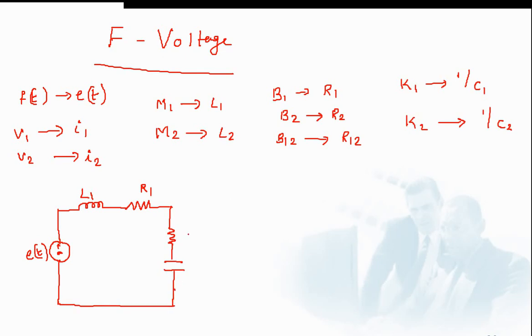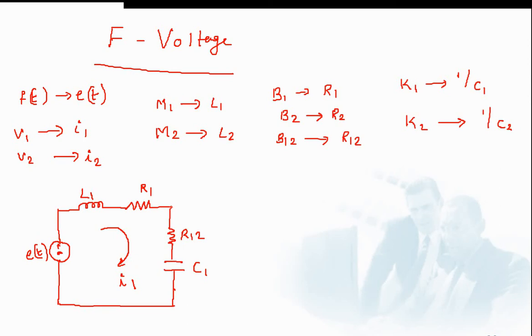We can write here, corresponding to B12, resistor R12, and corresponding to K1, a capacitor C1. And what is the analogous element corresponding to velocity V1? That is I1. So there will be a current I1 that passes through mesh 1.